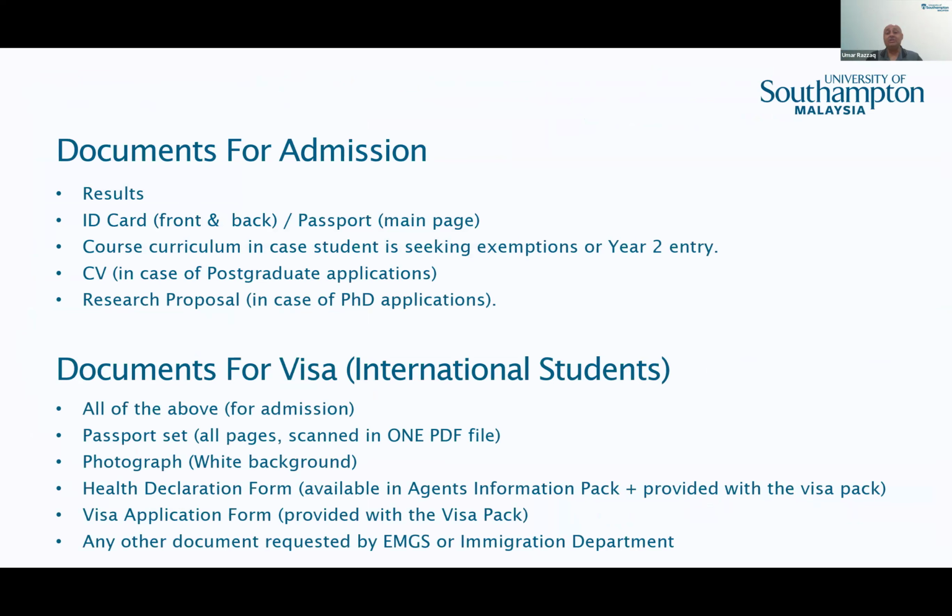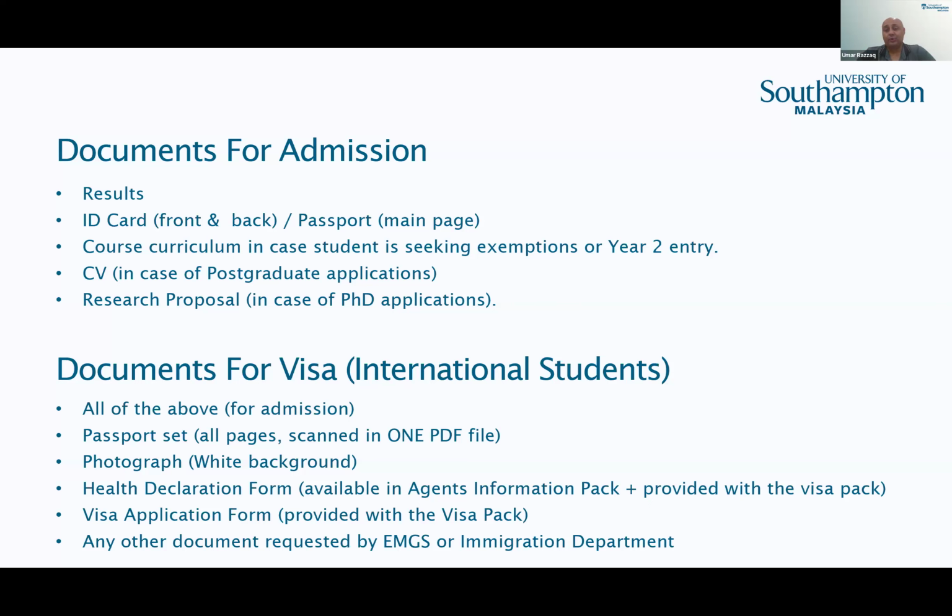So first, initially for assessment, please send me results and ID or passport main page. So for the degree, we need, let's say, IGCSE, A level, or other education system results. For master's admission, we require the bachelor's degree as well as a CV, and so on. And for PhD, the research proposal and these additional documents, right? Documents for visa later on. So all the above documents, obviously, you have shared with us.